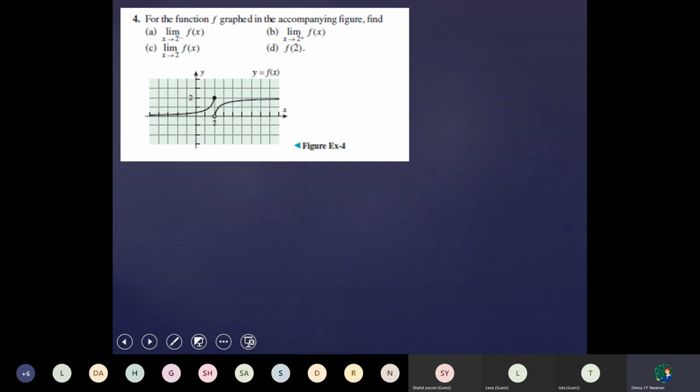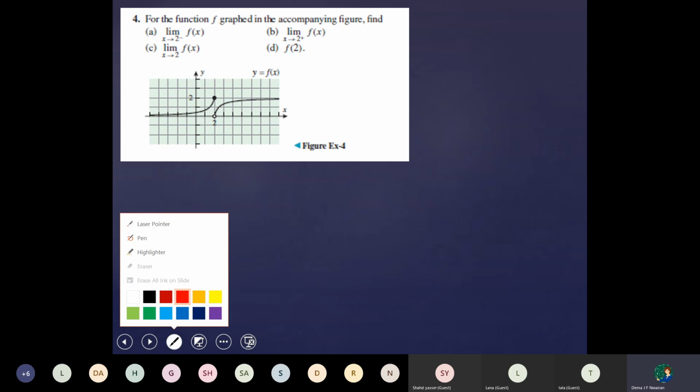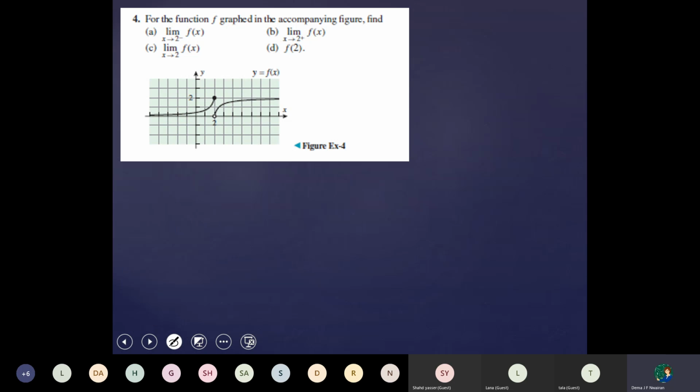Let's now look at exercise number 4. In exercise number 4 here, as we see, we have to find the limit of f of x when x approaches 2 from the left. Where is 2? Here is 2, as we see. Now, where is 2 from the left?